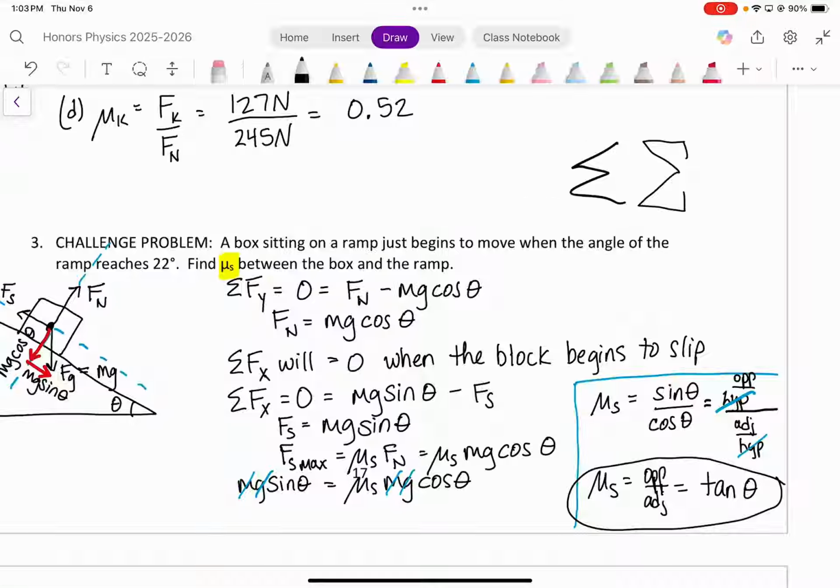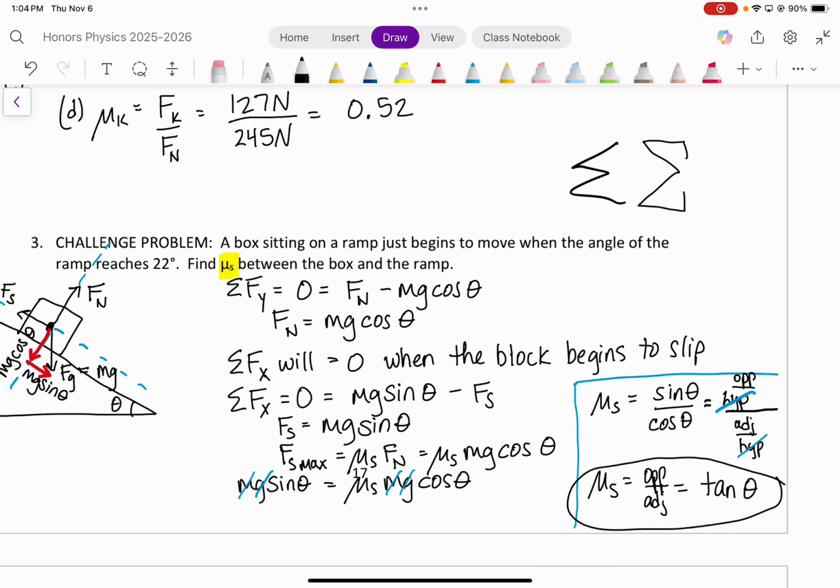But this right here is called a derivation, where we have derived an expression for how to calculate mu s for a situation where we have a block or some surface on a ramp and the object just starts to slip as we raise our ramp angle up to a certain point. Do we need to know how much mass is in this block in order to do this calculation? No, we don't. The mass of the block makes absolutely no difference because the mass cancels out.